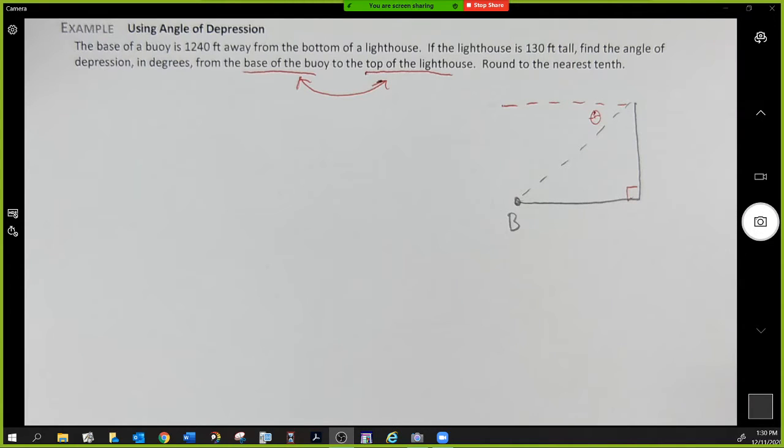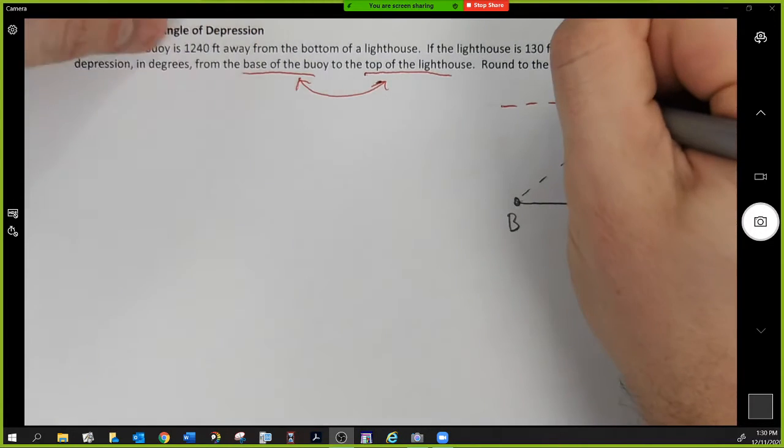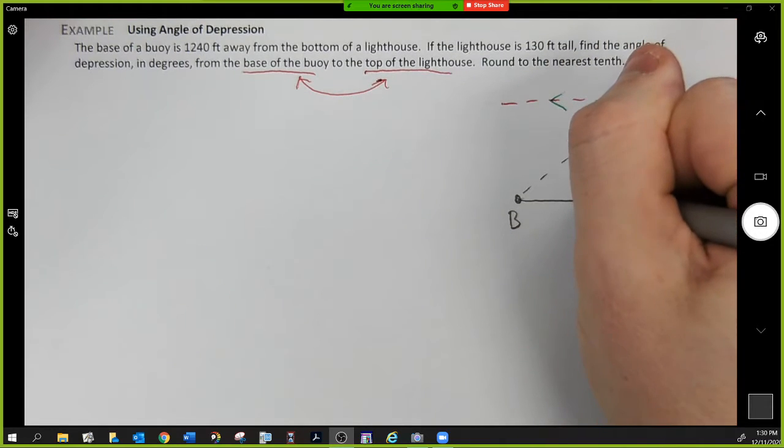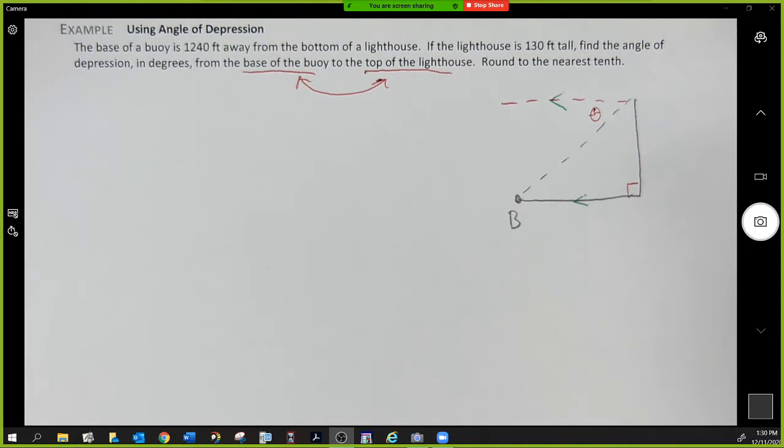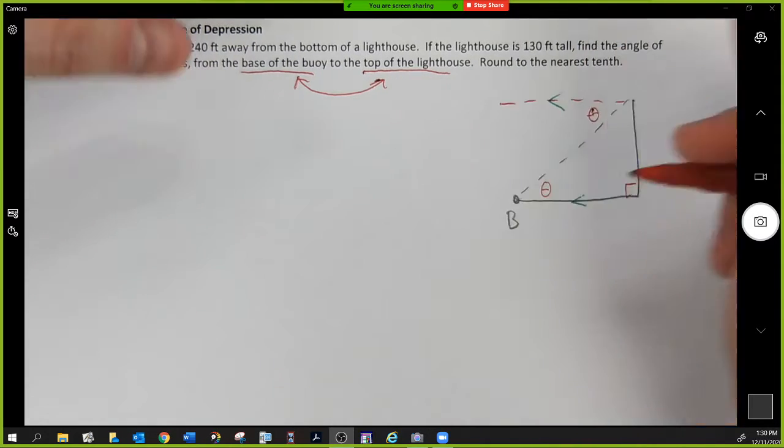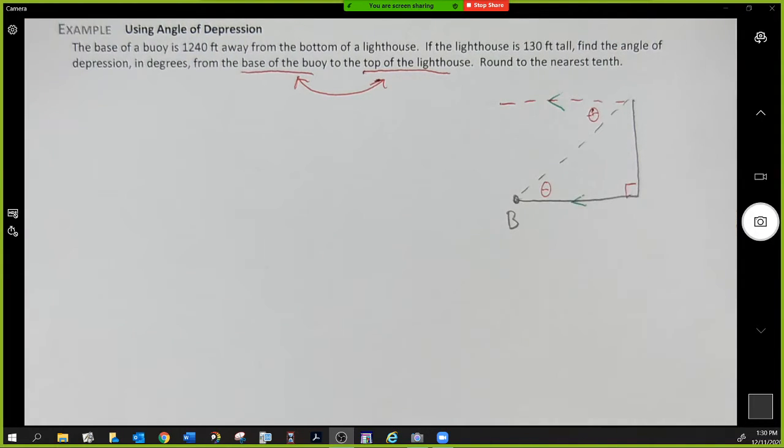However, some basic geometry. Do you remember what those arrows mean? Parallel. So what else do we know? Yeah, these are alternate interior angles. So now we have an angle inside our triangle that we can utilize.